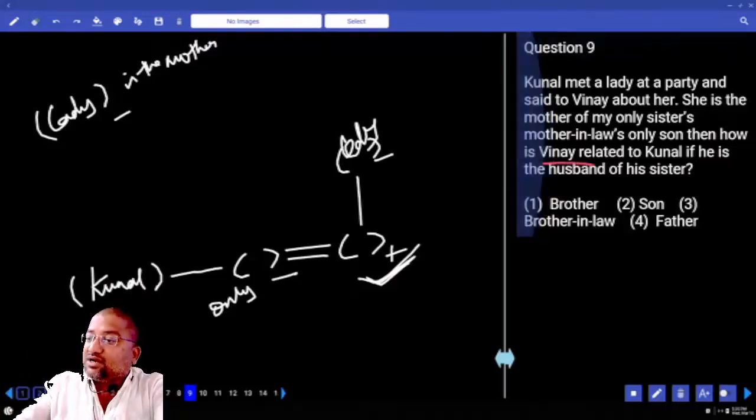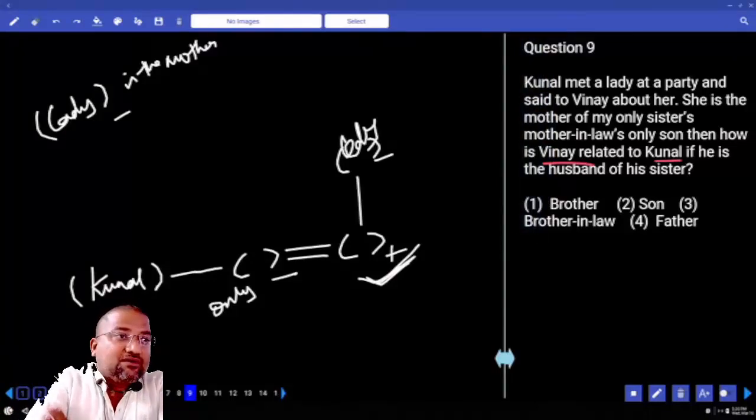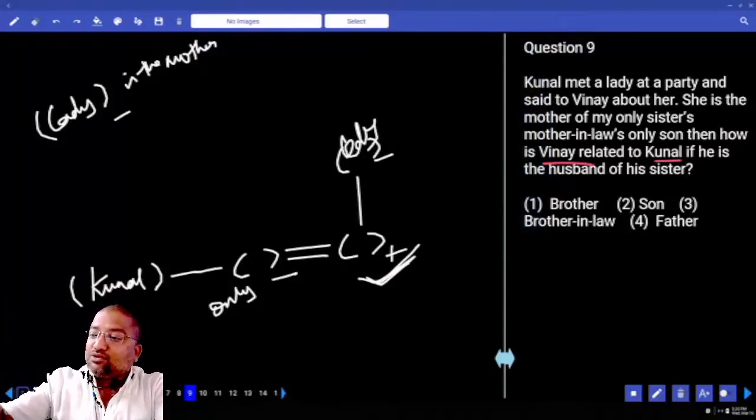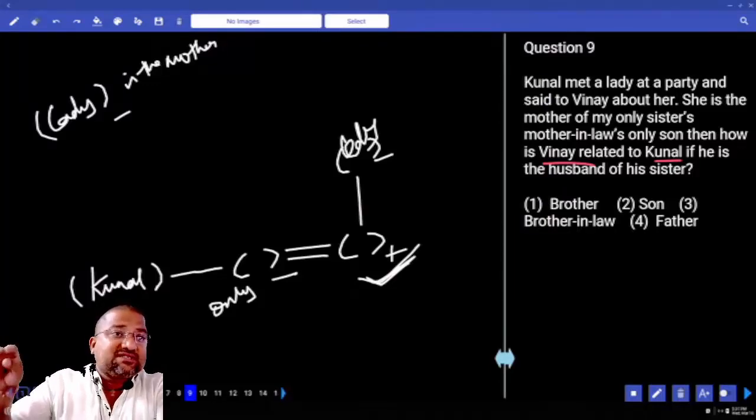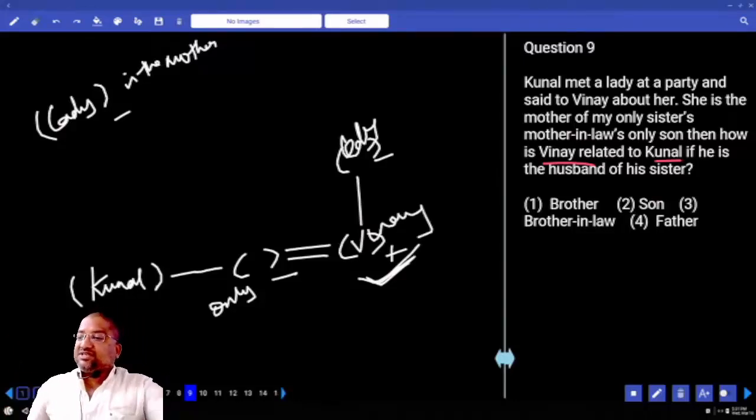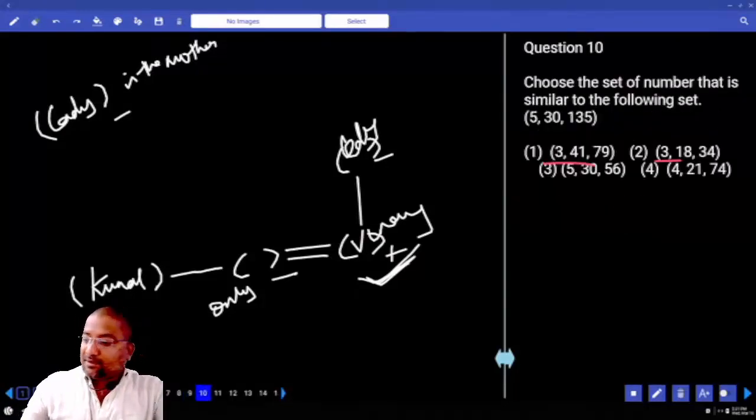How is Vinay related to Kunal? What is Vinay to Kunal? If he is the husband of his sister, that means Vinay is the husband of Kunal's sister. So this person here is Vinay. So what's the question? How is Vinay related to Kunal? What's your answer? Brother-in-law. Is this clear? Yes. Next question.